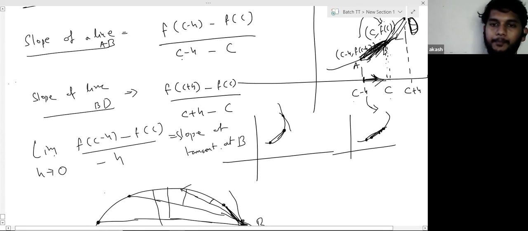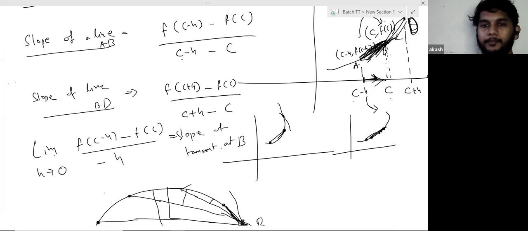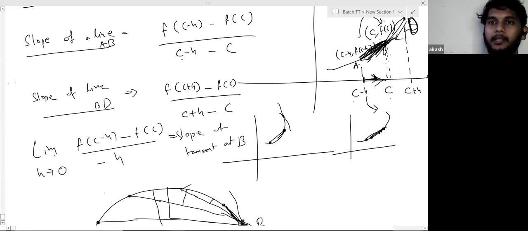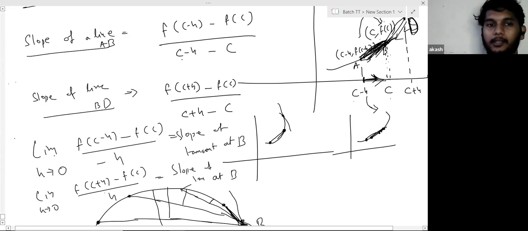Yes or no? Yes, sir. And if I do this to the point D, then I'll write limit H tending to 0 of f of C plus H minus f of C, and this is plus H. This will also be the slope of the tangent at B. This is LHD. This is RHD.